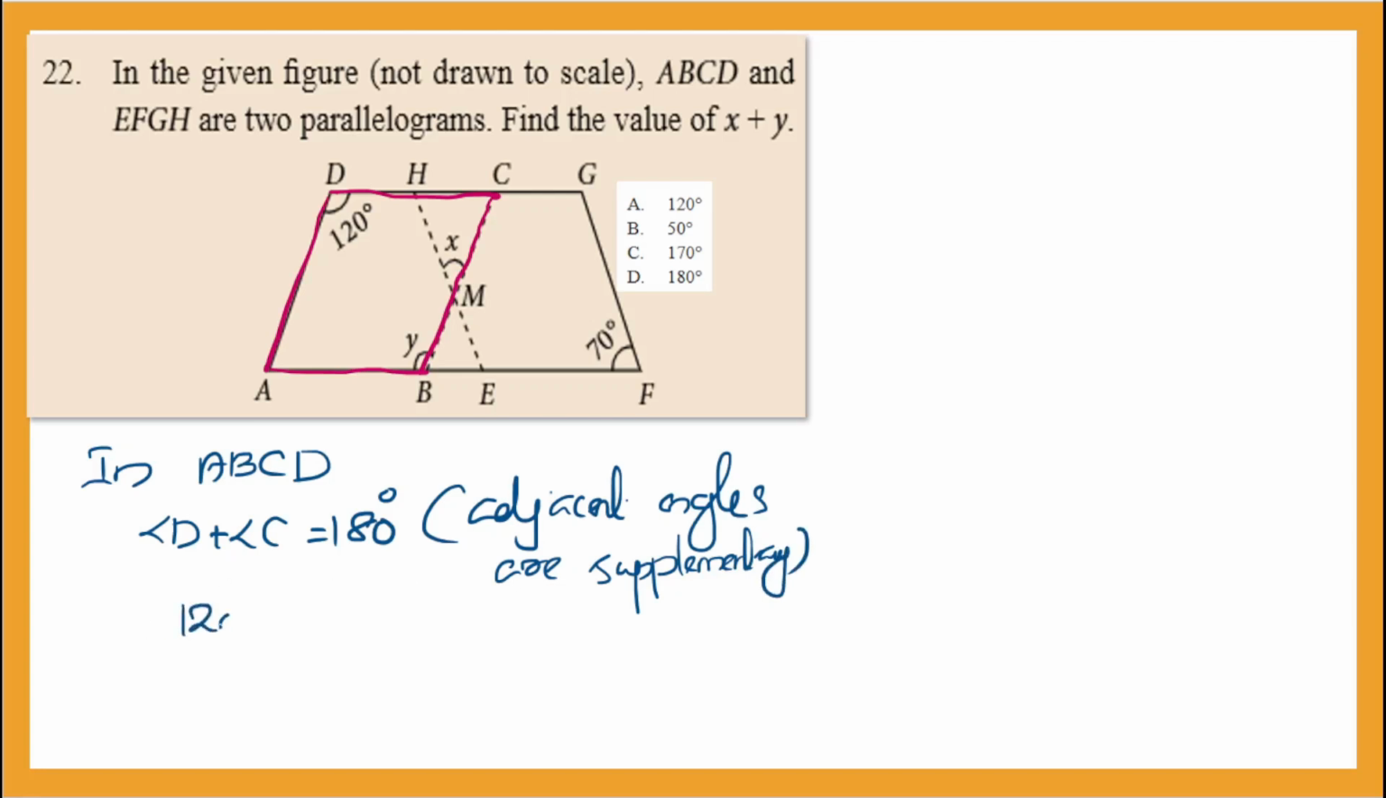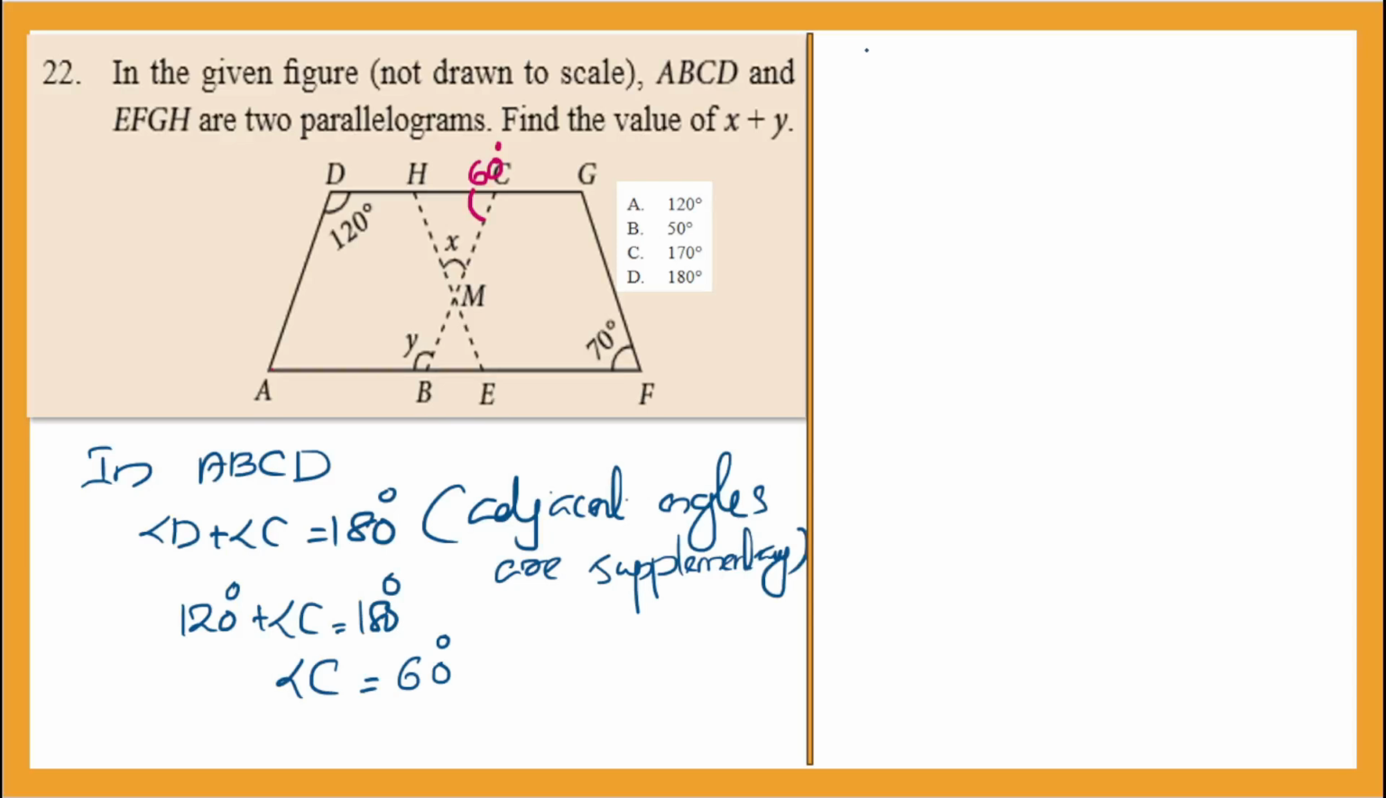120 degrees plus angle C is 180. Then angle C is 180 minus 120, that is 60 degrees. Here y also equals 120 degrees as the opposite angles of parallelograms are equal.